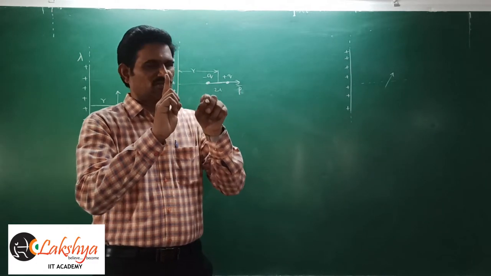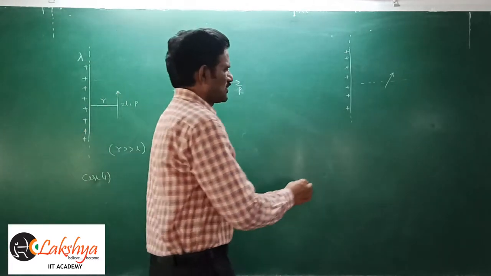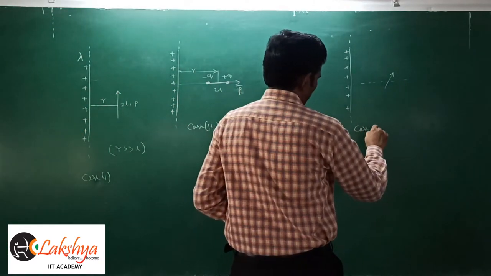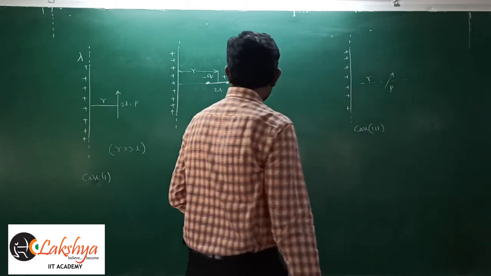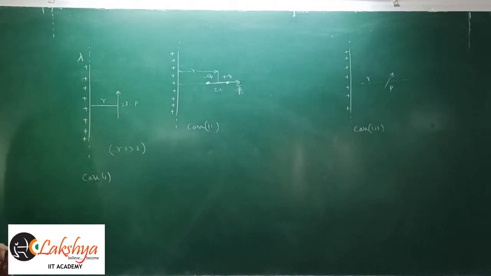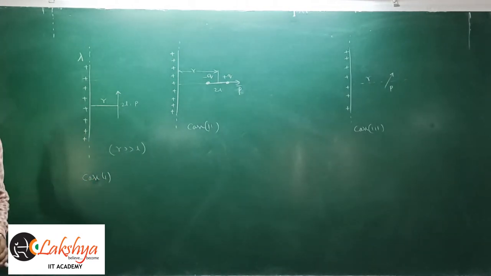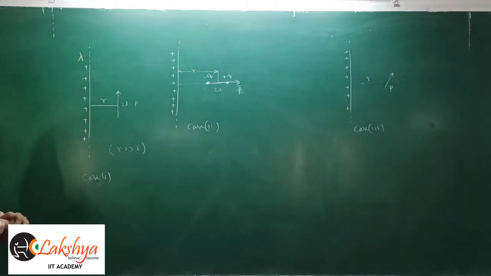Both are perpendicular to each other. So that way we will discuss it later. So these are the three cases here. This is case 3. So in these two cases, both the dipole and line of charge are in the same plane. So now let us consider how this force acts on the dipole in each of these cases.